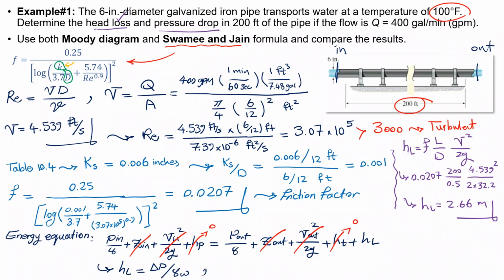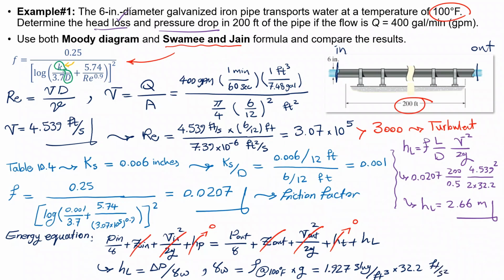And notice that gamma of water is equal to density of water at 100 degrees Fahrenheit times G. So you need to find the density of water at 100 degrees Fahrenheit. I've already done that. It is 1.927 slug divided by cubic feet times 32.2.